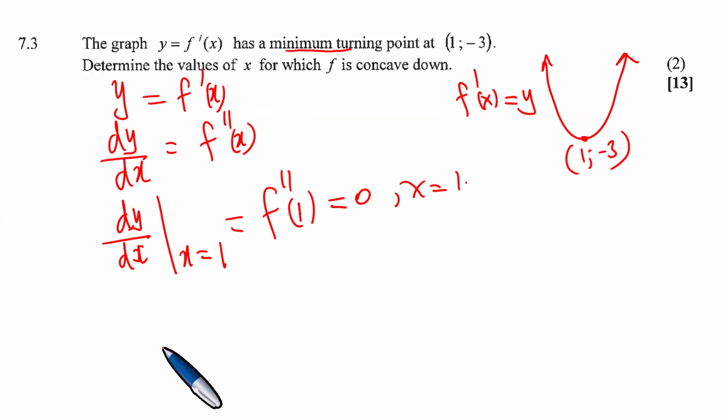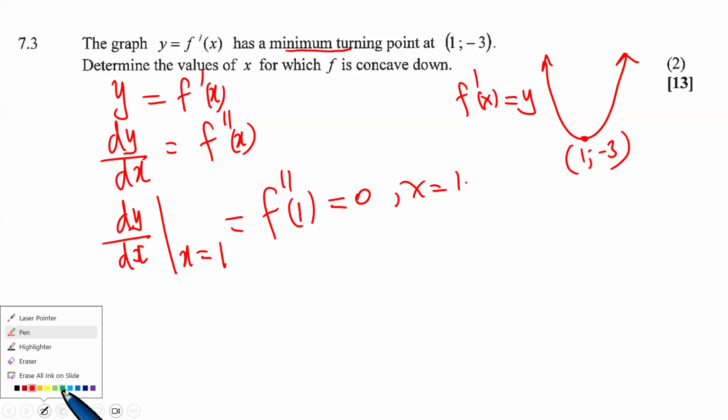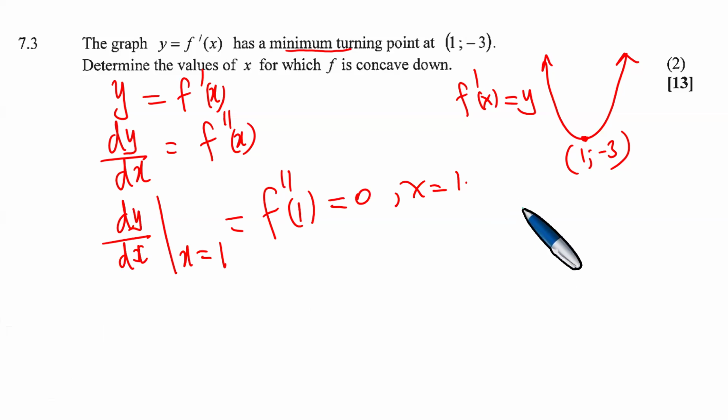What is the meaning of all these things here? We need to determine the values of x for which f is concave down. What does concave down mean? We analyze that in green. Concave down would mean that the second derivative of the function at x is negative.